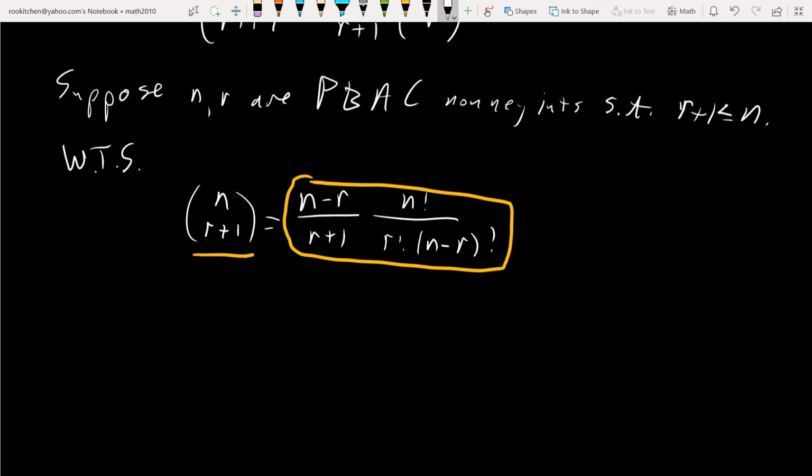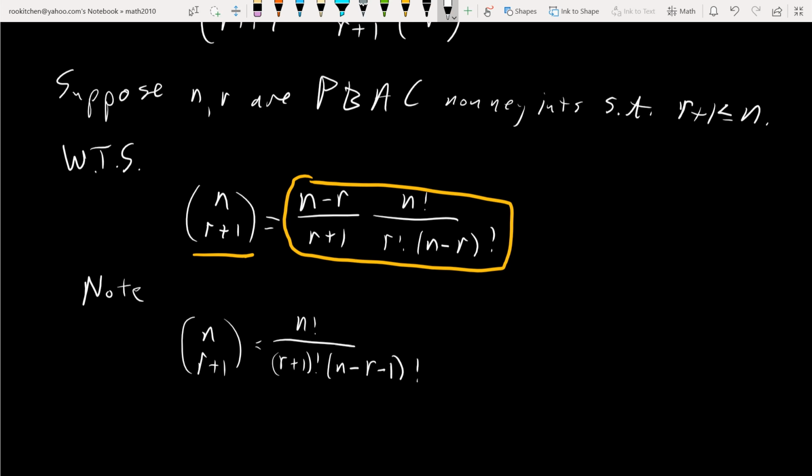I'll start on the left-hand side. So note by definition, n choose r plus 1 is equal to n factorial all over r plus 1 factorial times n minus r plus 1, right, which will be n minus r minus 1 factorial.